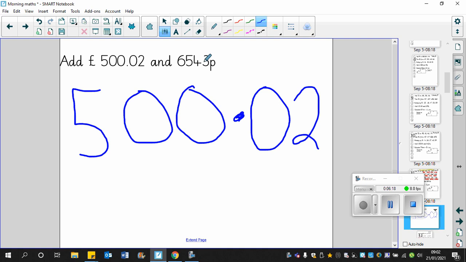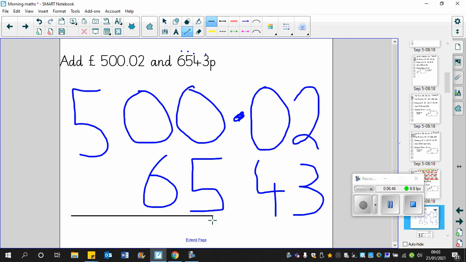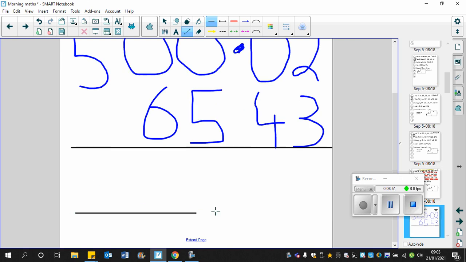If you're not sure, the 3, that goes in the pence column, in the 1 pence column, so put the 3 there. And then the 4 goes in the 10 pence column, which goes just here. And then the 5 goes in the pound column, the £1 column. And then the 6 goes in the £10 column. And then, if you do it that way, then you'll never get it wrong, because everything will be in the right place. Okay, let's give ourselves a bit more space.